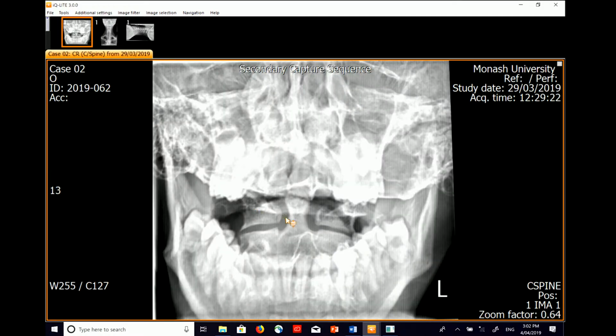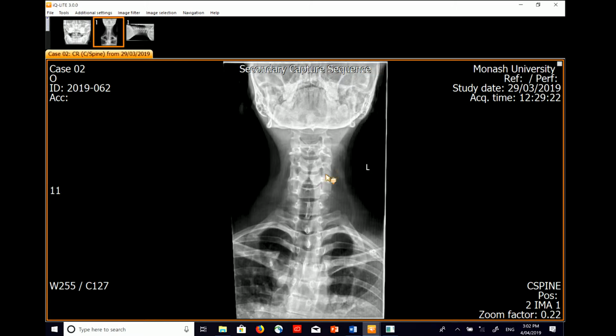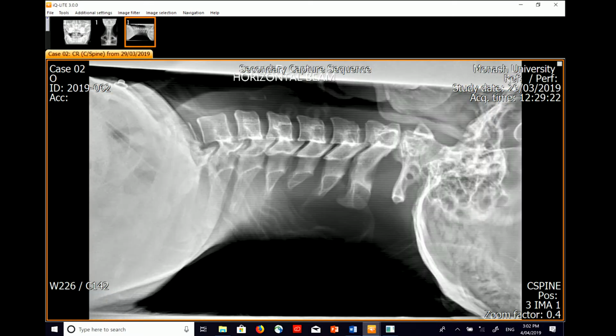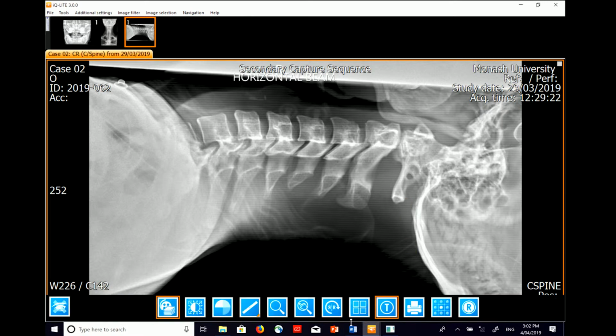So in the open mouth view, we can see that there's good alignment on both the lateral masses if you compare to the dens and to C2. On the AP view, all the lines seem to be intact. And then on the lateral view as well, there are no steps in any of our lines, like our posterior vertebral line and our spinal laminar line, and the spinous processes follow a gentle curve. So this case is normal.